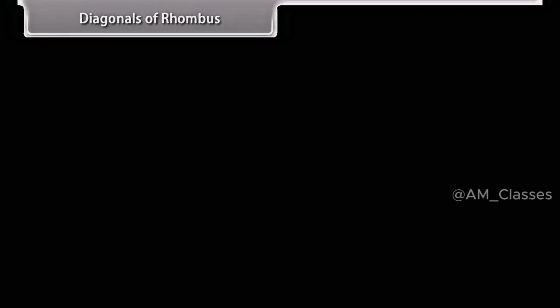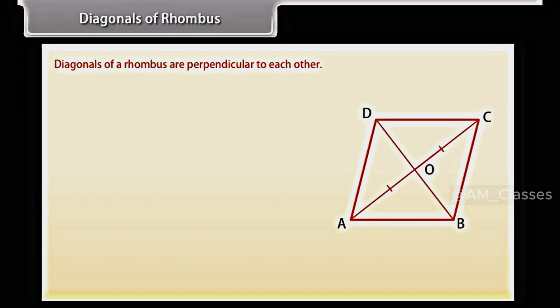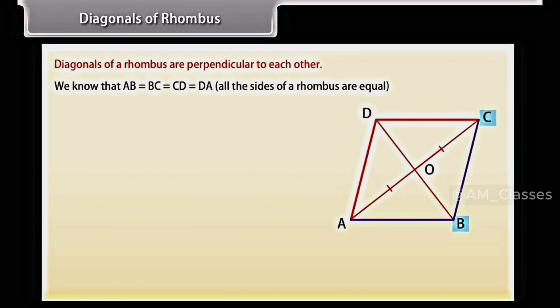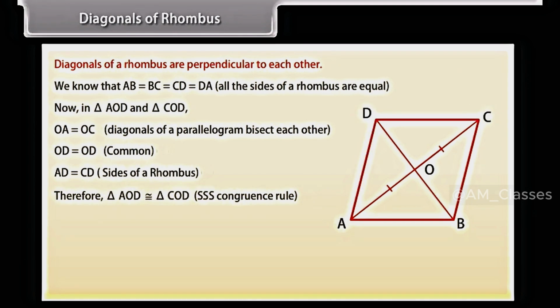Diagonals of a rhombus. Let us now prove that the diagonals of a rhombus are perpendicular to each other. Consider the rhombus ABCD. We know that AB is equal to BC is equal to CD is equal to DA because all the sides of a rhombus are equal. Now, in triangle AOD and triangle COD, OA is equal to OC because the diagonals of a parallelogram bisect each other. OD is equal to OD, common. AD is equal to CD, sides of a rhombus. Therefore, by SSS congruence rule, triangle AOD is congruent to triangle COD.